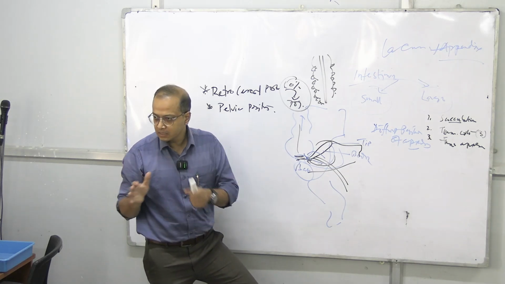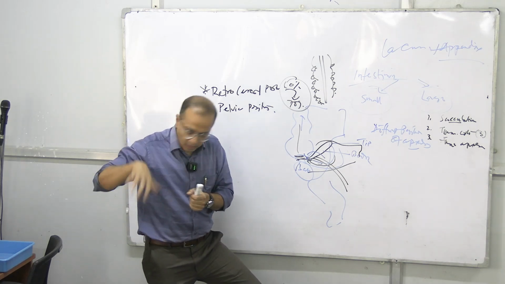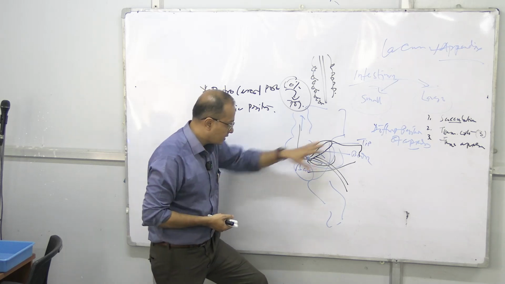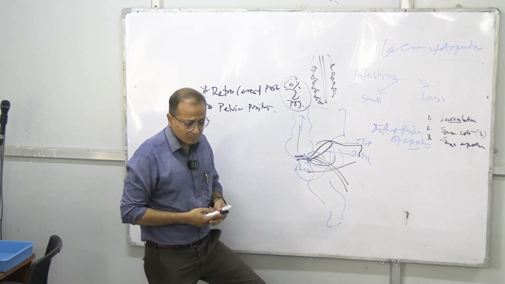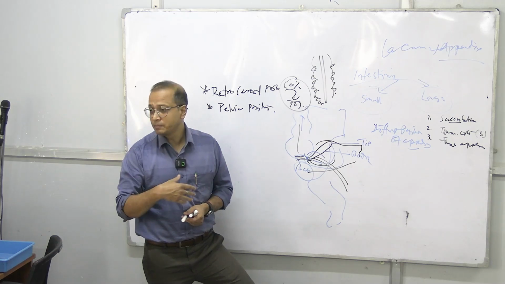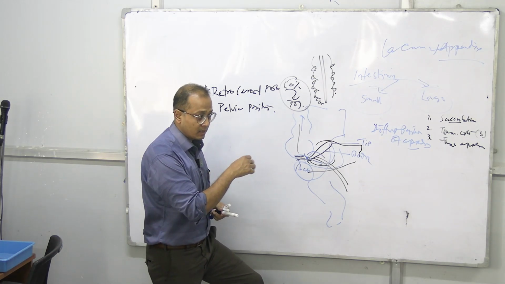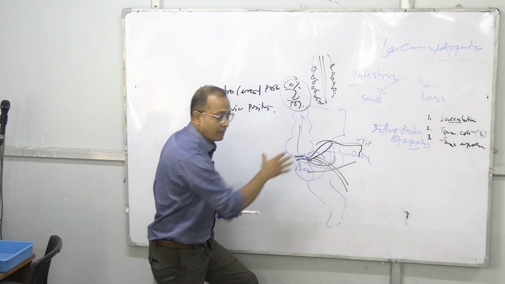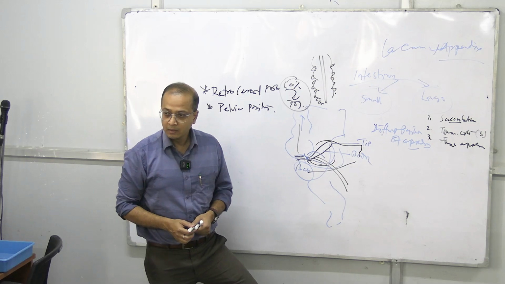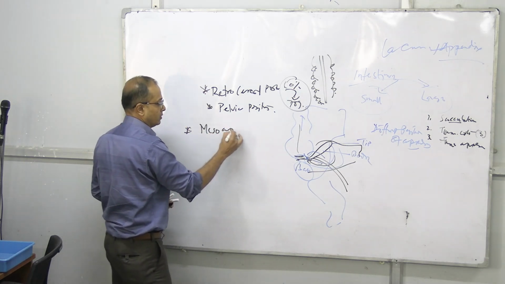Now, this mesoappendix is a double-layer membrane, a peritoneal fold, covering this appendix from base to tip. The significance of this mesoappendix is that it has blood vessels placed in it. So whatever arteries and veins are supplying this appendix are present in the mesoappendix. Clear? So we know this word as mesoappendix.